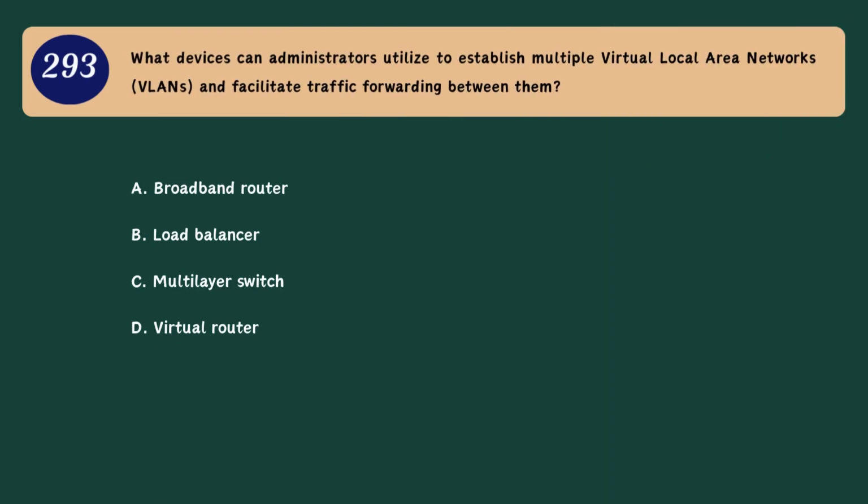Question 293. What devices can administrators utilize to establish multiple virtual local area networks and facilitate traffic forwarding between them? A. Broadband router. B. Load balancer. C. Multi-layer switch. D. Virtual router.